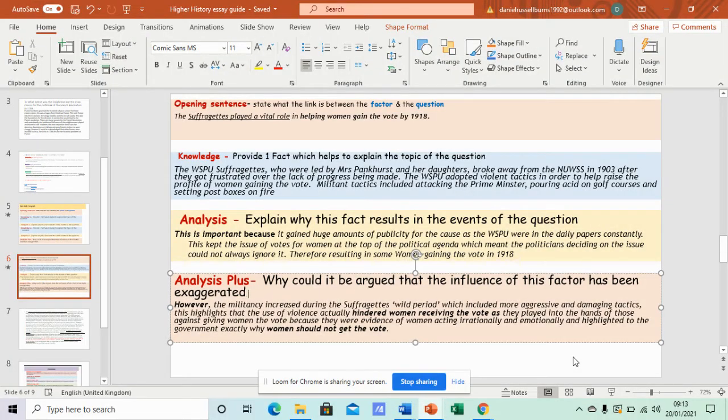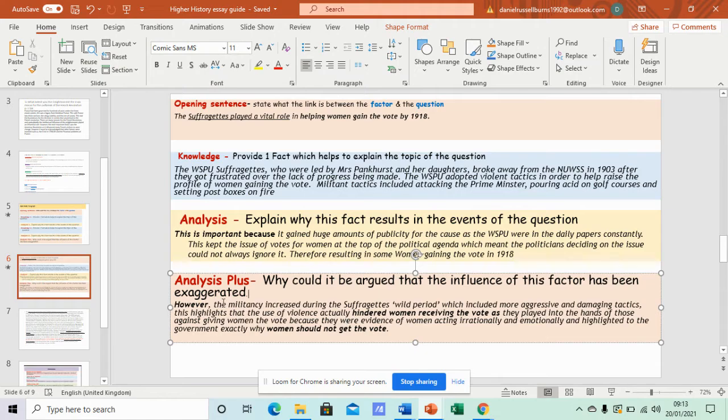So Analysis Plus is: why could it be argued that the influence of this factor has been exaggerated? So you're not saying that the factor was not important. What you're saying is that it could be easy to over exaggerate the importance of this, and its impact on the decision making to give women the vote is not as influential as what maybe some people think. It's almost like a counter argument that you're giving.